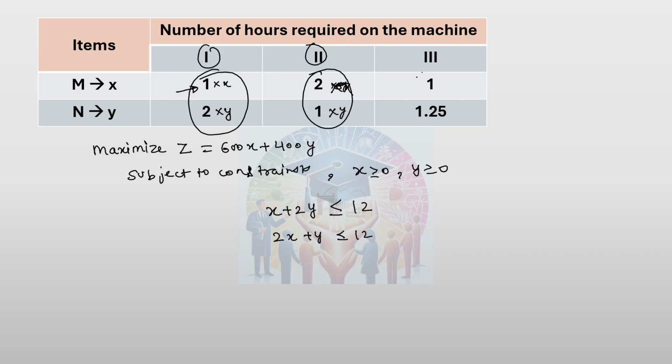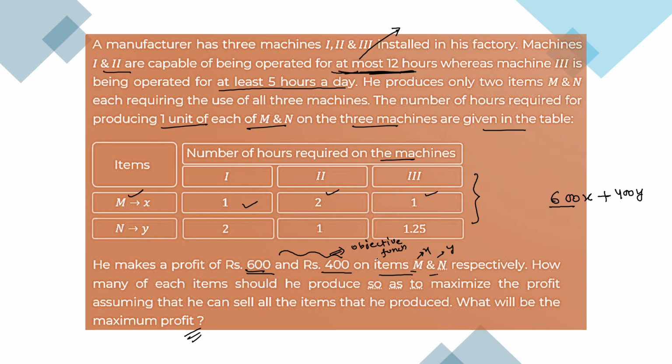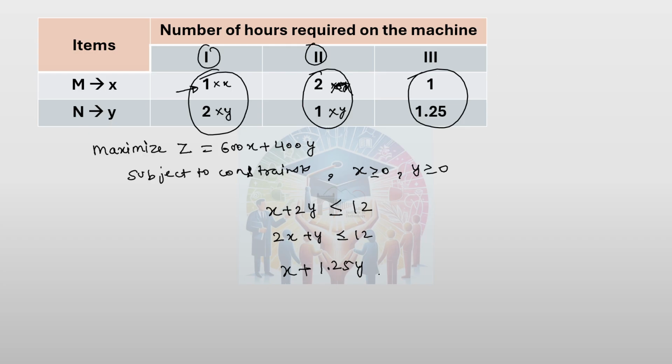And then the last one we can get from here, which is nothing but X plus 1.25Y. X into 1, X only. Then the condition for this is also given. It is saying that machine 3 is being operated at least for 5 hours a day. At least for 5 hours a day means we have to write this as greater than equal to 5.